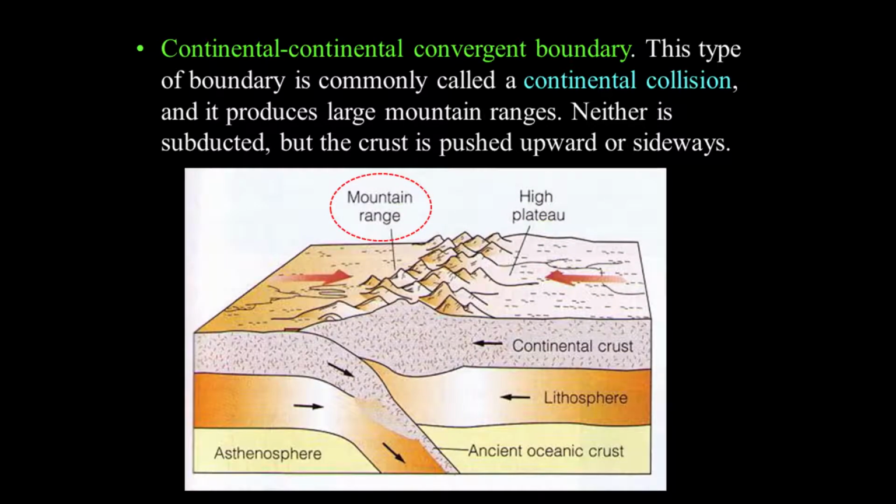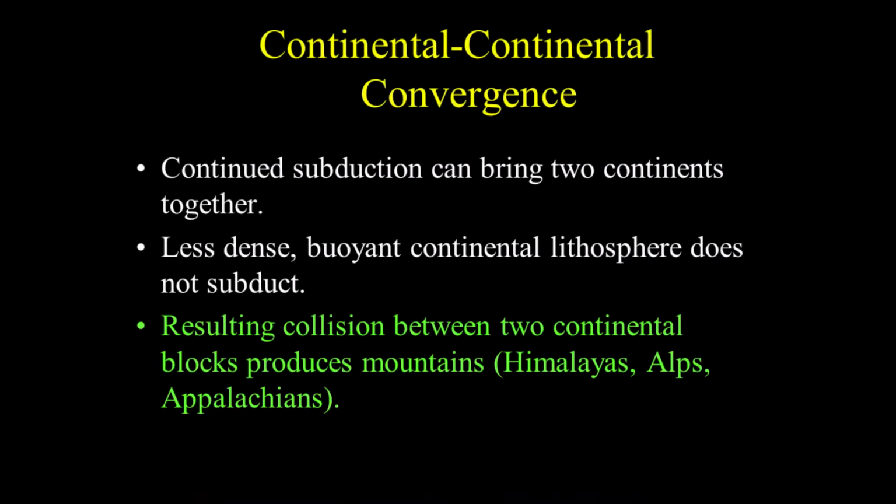In a continental-continental convergent boundary, commonly called a continental collision, large mountain ranges are produced. Neither plate is subducted, but the crust is pushed upward or sideways, as shown in this picture. More details on the Continental-Continental convergent boundary include that the continued subduction can bring two continents together. The less dense, buoyant continental lithosphere does not subduct. The resulting collision between two continental blocks produces mountains, such as the Himalayas, Alps, and the Appalachians.